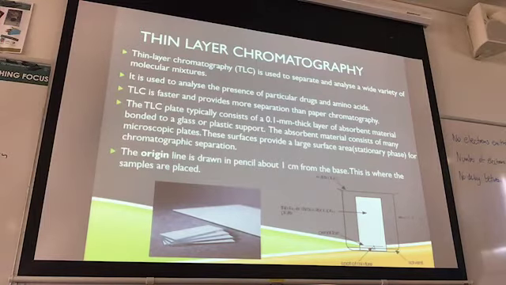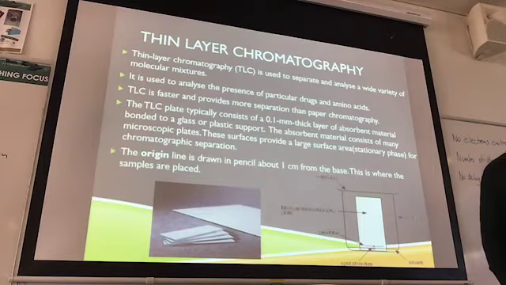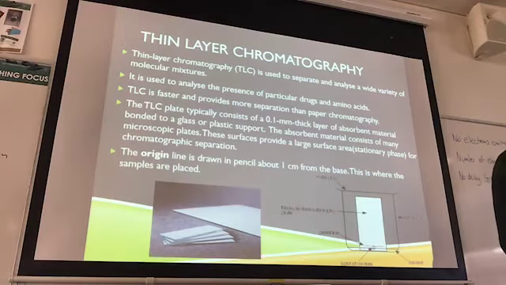So, thin layer chromatography. It's the simplest, quickest, easiest way to do things. Not necessarily the most robust way, but it's the quickest way to do it. Often used to analyse the presence of drugs or amino acids in samples. It's faster and often provides better separation than paper chromatography. So we would have done paper chromatography in the past.